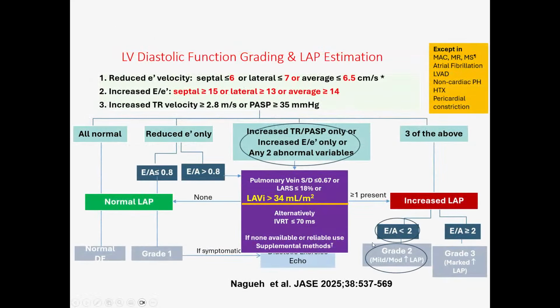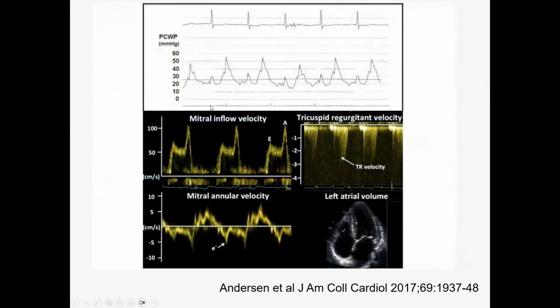So if we go in here, we say we have reduced E prime, we have elevated E to E prime ratio, but I have an incomplete TR. Therefore, I go to that middle box, the purple box, and we identify that abnormal finding of enlarged left atrium. So it takes us to the conclusion that left atrial pressure is elevated. And with an E to A ratio less than 2, we conclude that the patient has grade 2 diastolic dysfunction.